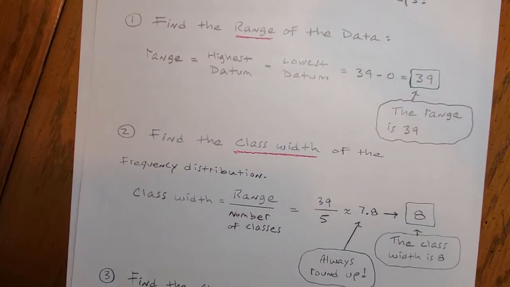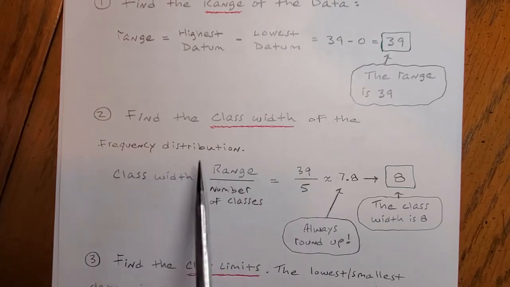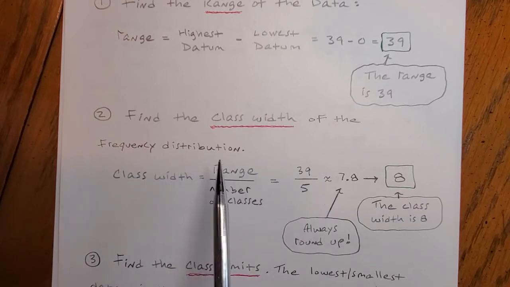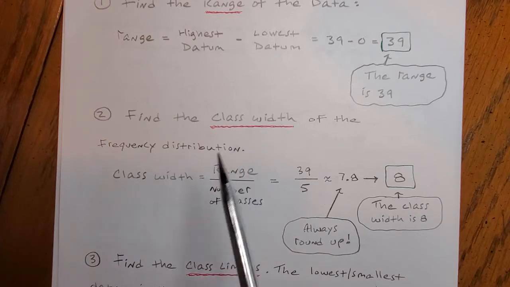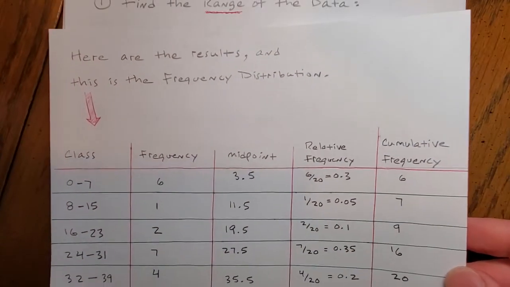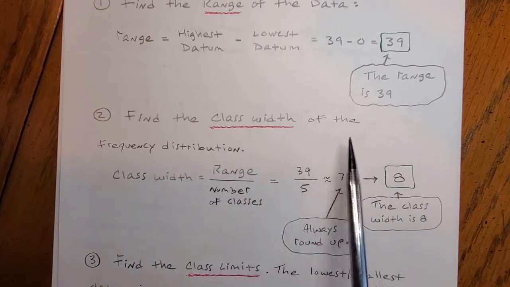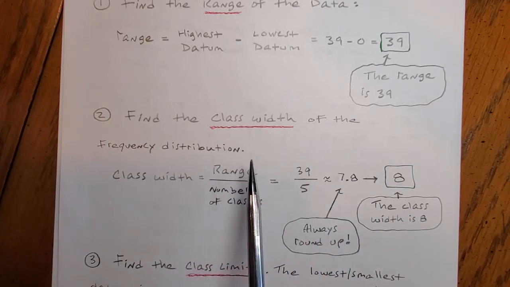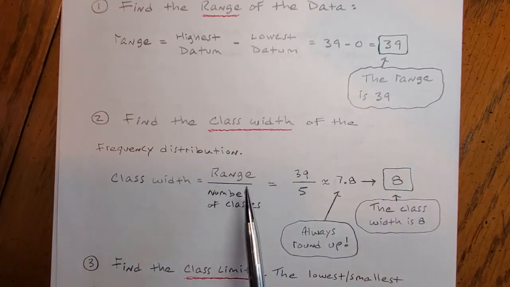Next thing we need to do is find the class width of the frequency distribution. It's a little bit hard for me to tell you what this is without showing you, and I'm about to show you. Here's what the finished result is going to look like. But we're not quite there yet. The class width of the frequency distribution is the range, which we found out here, divided by the number of classes, which was given in the initial problem.